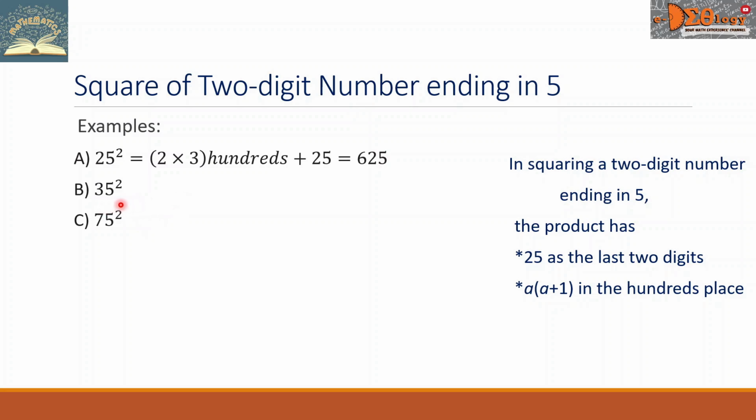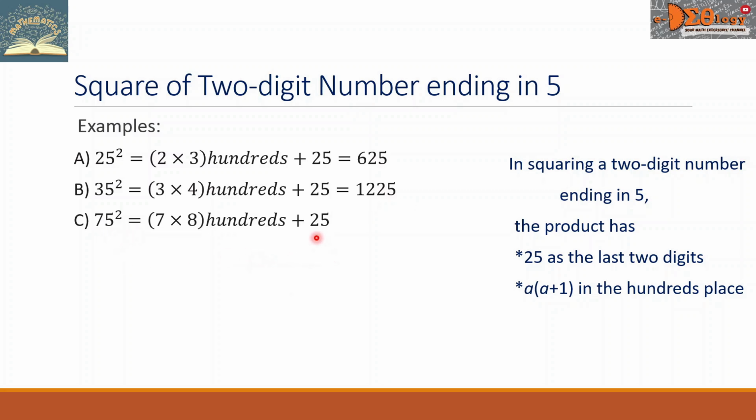Next example, 35 squared. So the answer will end in 25. And for the hundreds place, we have this tens digit 3 times the next number to it, which is 4. So 3 times 4 is 12, plus 25. It will be like this. Finally, the answer is 1225.